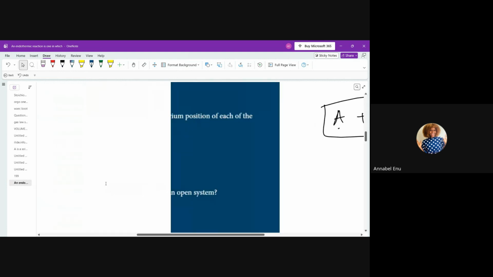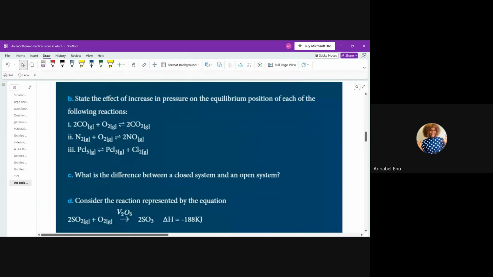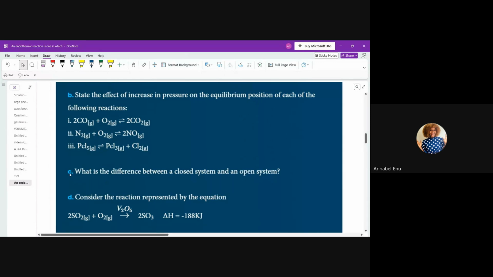Now, next question. State the effect of increase in pressure on the equilibrium position of each of the following reactions. Now, increase in pressure for this first one.